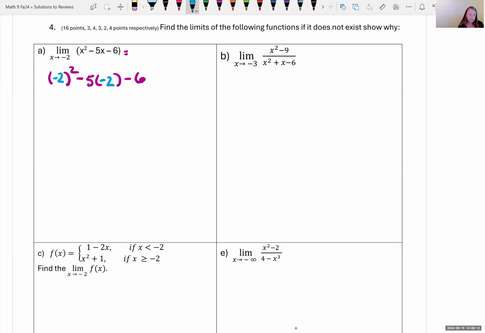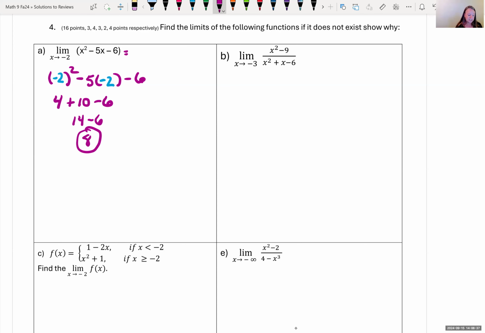Now let's simplify using order of operations. So -2 quantity squared is +4. And -5 times a -2, so we're going to add 10 minus 6. So 4 plus 10 is 14 minus 6 gives me 8. So the limit as x approaches -2 of that function is 8. So I'm going to do the same thing for the next example.